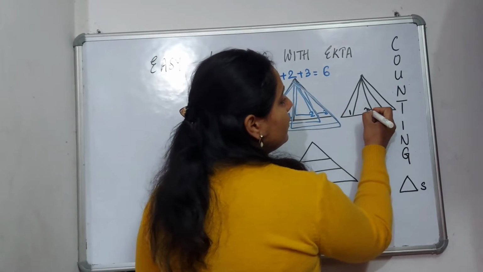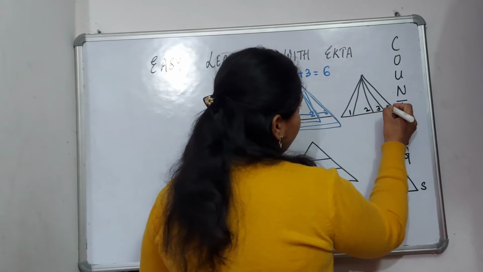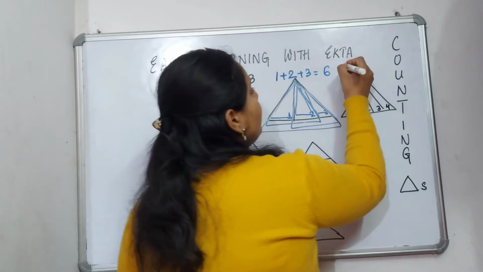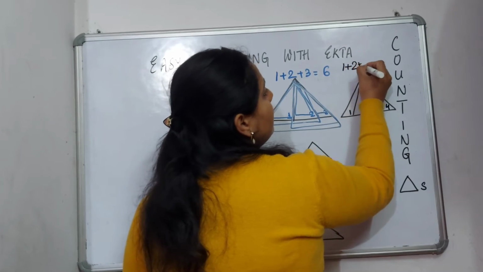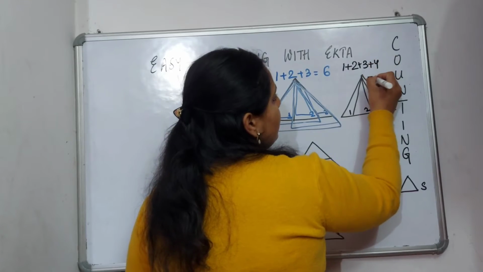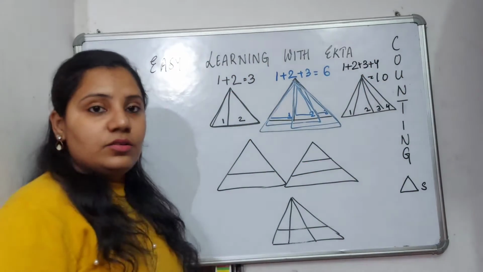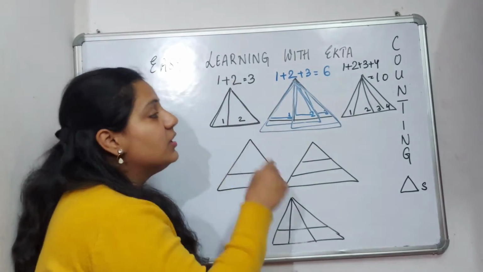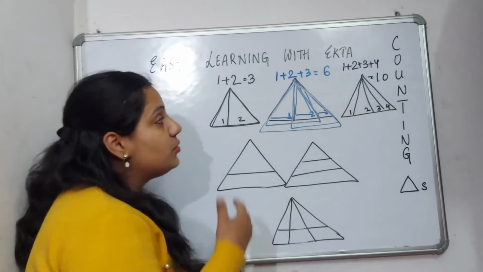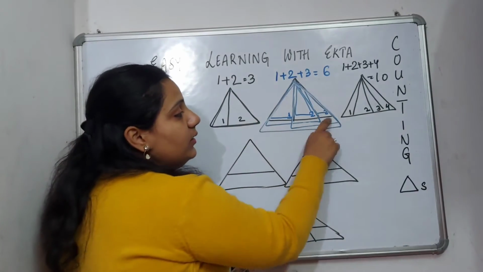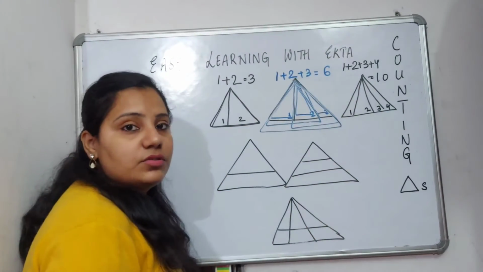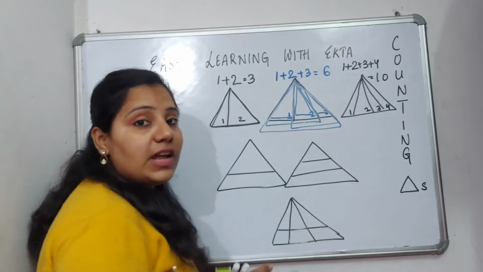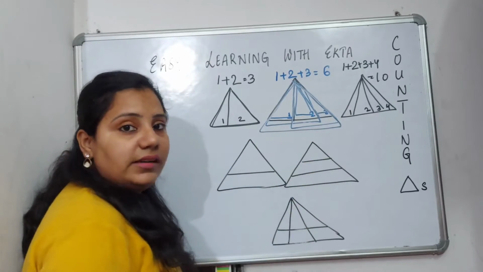So, let's try the next one. 1, 2, 3 and 4. So how many total triangles are there? It will be 1 plus 2 plus 3 plus 4. So what is the total? 10. So in case you have figures like this in which triangles are formed like this, you can simply write the counting over here and then add those numbers to get the total number of triangles. I hope part 1 of types of triangles and counting of triangles is clear to you.